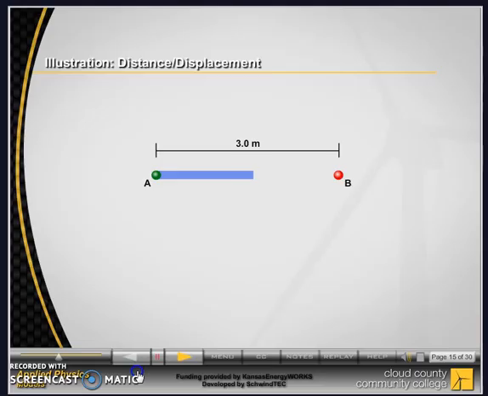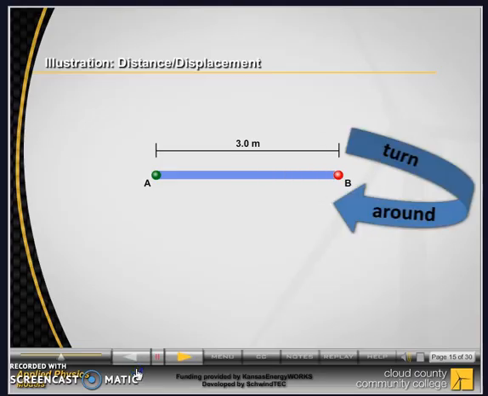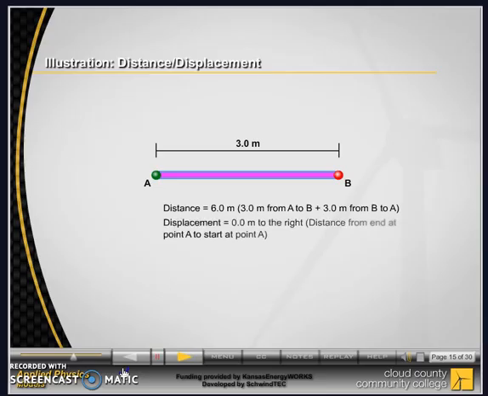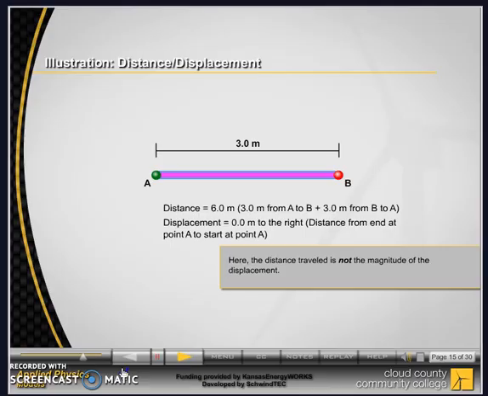You start at A, go to B, and then turn around and go back to A. The distance you have traveled is 6 meters, 3 meters from A to B, followed by 3 meters from B to A. Your displacement, however, is 0 meters to the right. The distance from the point that you end up at to the point you started from is 0. Here, the distance traveled is not the magnitude of the displacement.